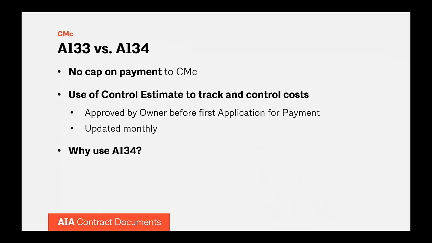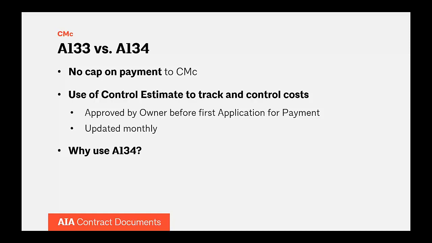So what is the difference between A133 and A134? Well, the main difference is whether there is a cap on the amount that the construction manager will be paid for performing the work. So under A133, the guaranteed maximum price is the cap. The CM is paid for its allowable costs incurred in performing the work plus its fee up to the GMP. Once the cost of the work plus the fee exceeds the GMP, the CM is at risk and will not be reimbursed by the owner.